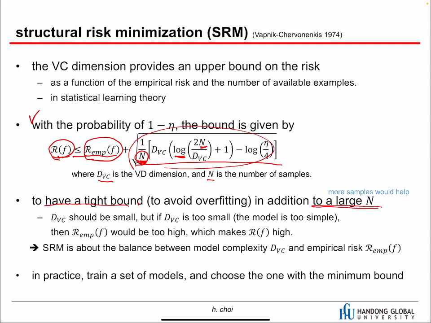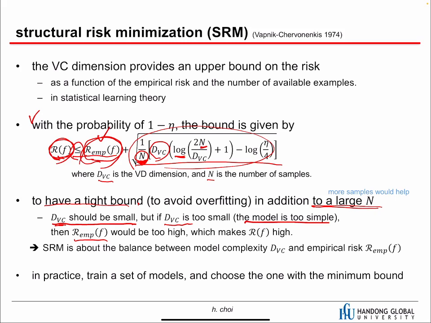Okay, let's assume that the number of samples is fixed. Then what can we do? The VC dimension d should be small, so when N is fixed, this term should be small to have a tight upper bound. But if the VC dimension is too small, which means the model is too simple, then the empirical risk would be too high because we cannot minimize it. So even though the upper bound is tight, the risk will still be high. That's not what we want.